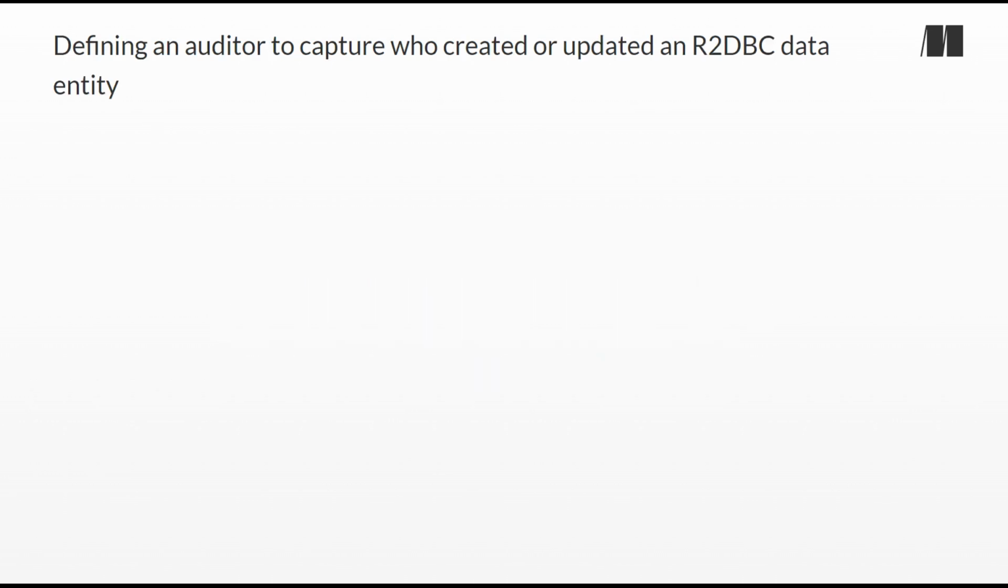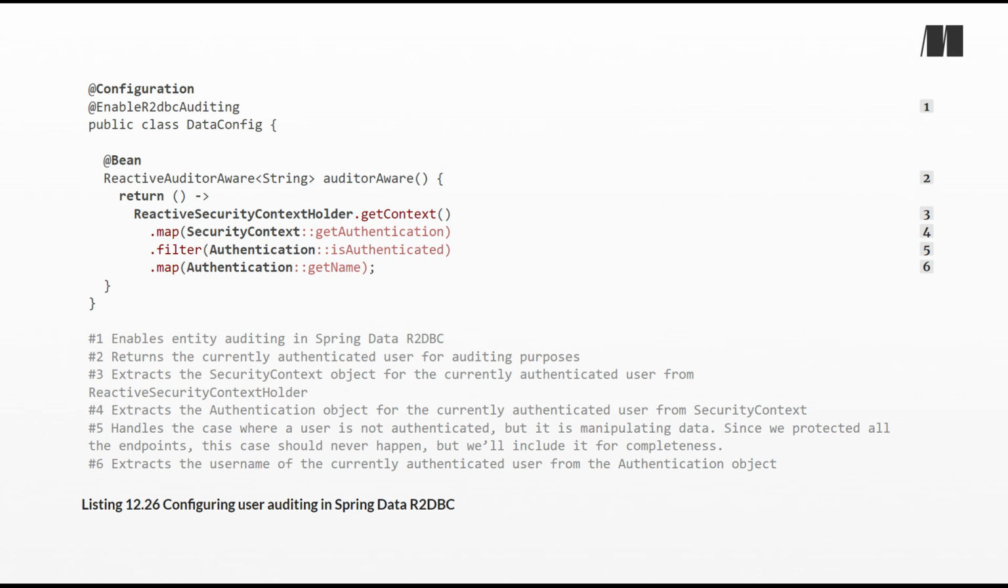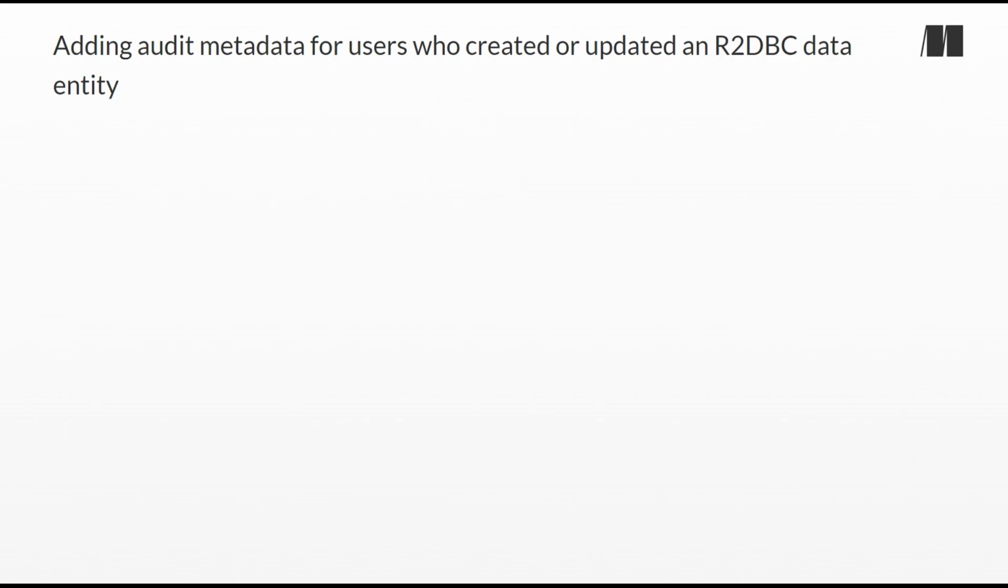Defining an auditor to capture who created or updated an R2DBC data entity. Even in this case, we need to tell Spring Data where to get the information about the currently authenticated user. Since it's a reactive application, this time we'll get the SecurityContext object for the principal from the ReactiveSecurityContextHolder. In the Order Service project, open the DataConfig class and add a ReactiveAuditorAware bean to return the username of the currently authenticated user. Listing 12.26. Configuring user auditing in Spring Data R2DBC. Adding audit metadata for users who created or updated an R2DBC data entity.